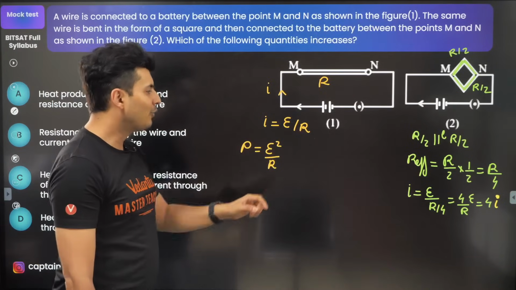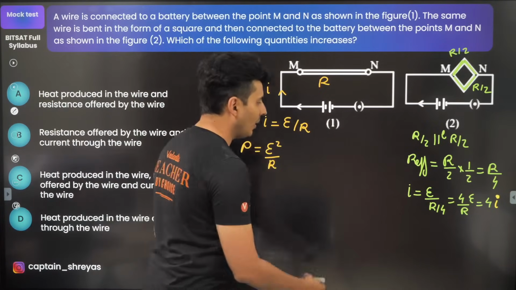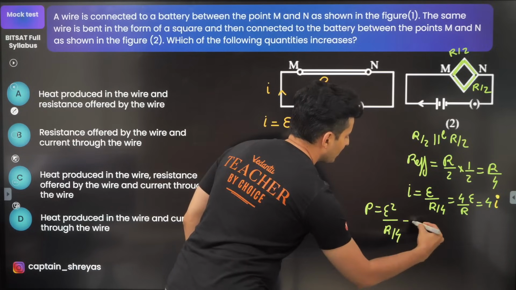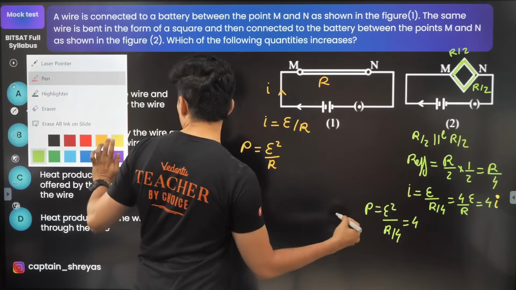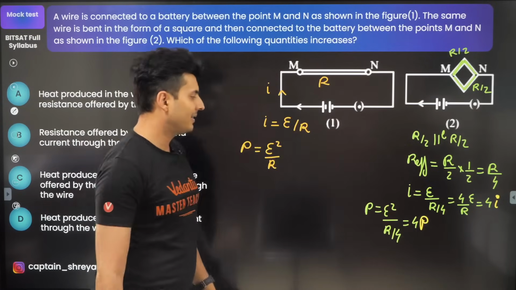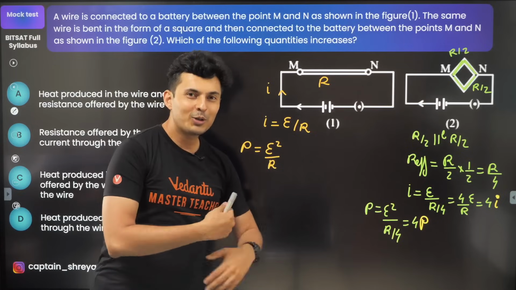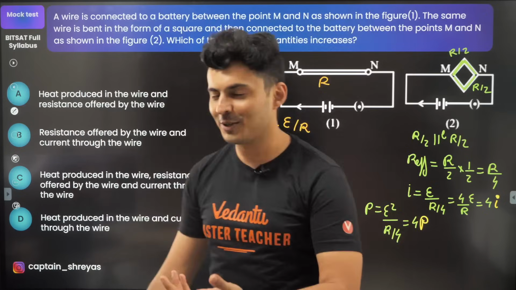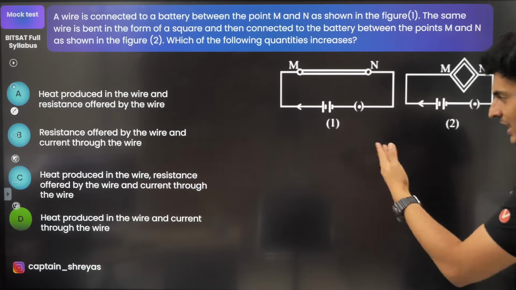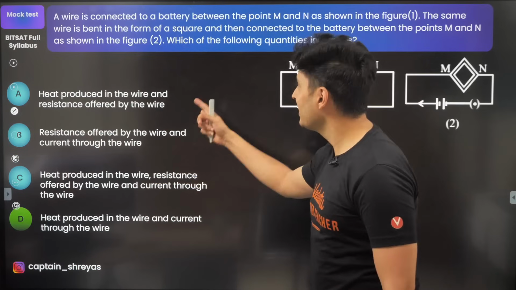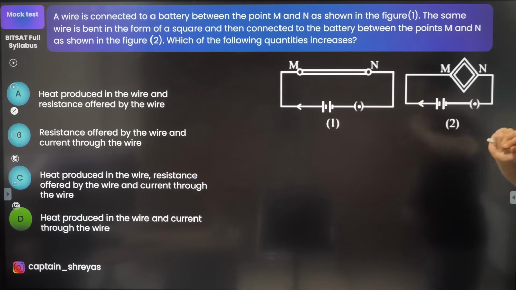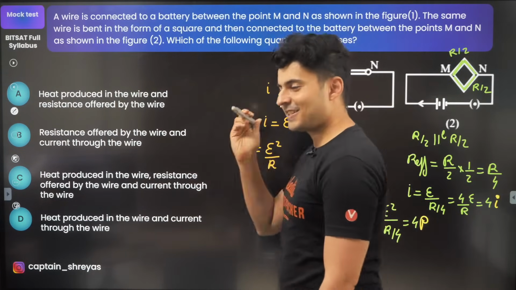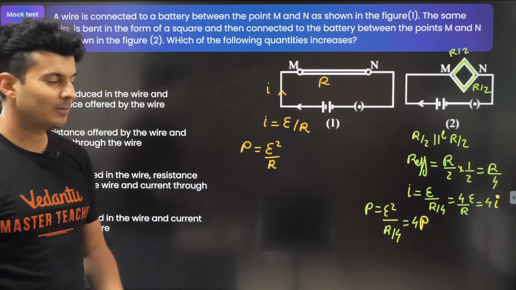Crazy, this current. In fact, even if you look at the power, it will also change. So power will be E square by R by 4. So it will become 4 times of that old power. This is that old power, the same power P. So what do you see? Current increases, power increases, resistance decreases. So there is only one option like that. Heat and the current will increase. Yep. Resistance will decrease. Heat and current will increase. Resistance decreases by a factor of 4.